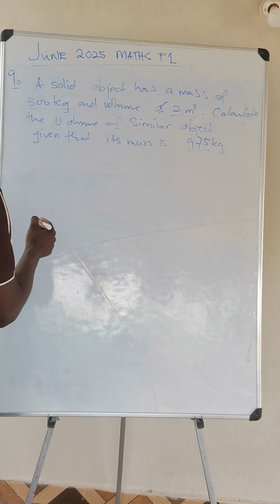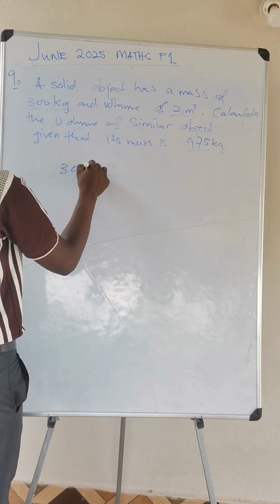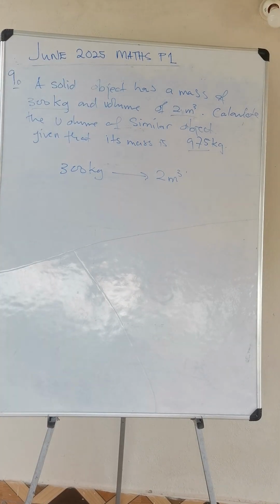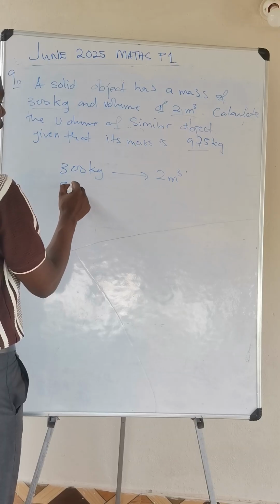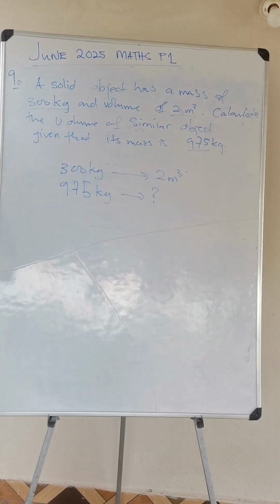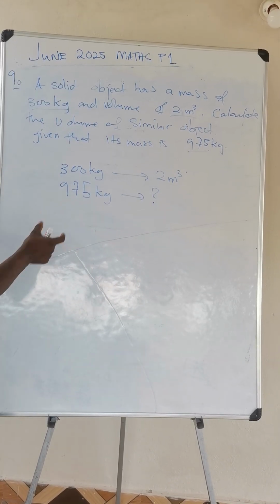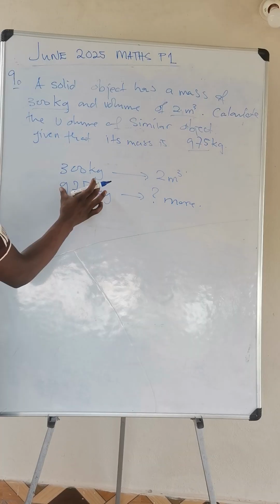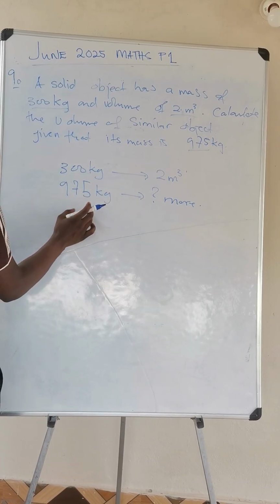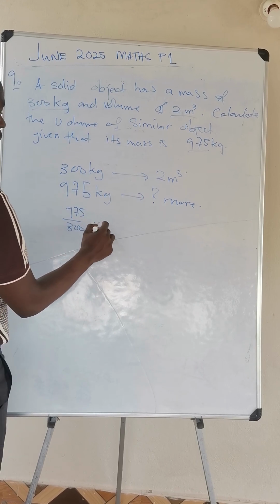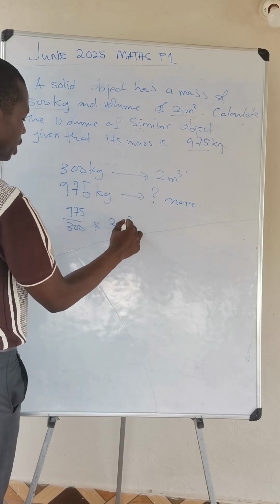Okay, so it is given that 300 kgs is equivalent to what? To 2 cubic meters. So what about for 975 kgs? Do we have a larger volume or a smaller volume? For 975, it means it's more. So if it's more, it means a large number on top and a smaller number below, then multiplied by this volume. So it becomes 975 over 300 multiplied by 2 cubic meters.